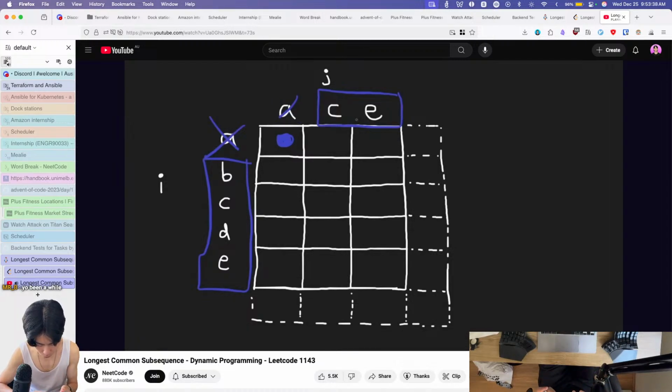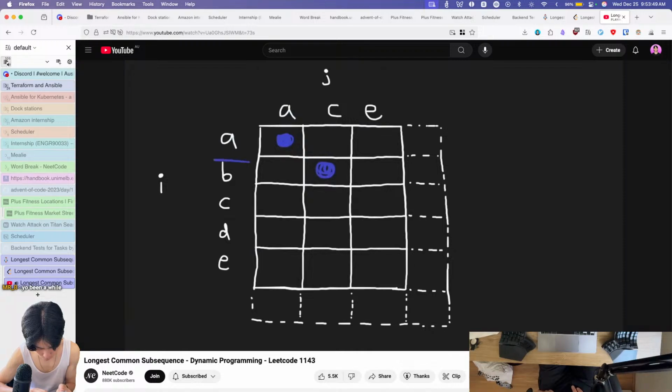So now I want to find this new subproblem. And so basically what I'm saying is I'm going to go here. I want to solve the subproblem that goes here. So now we're here. We're comparing this B with this C. We see that they're not equal this time.